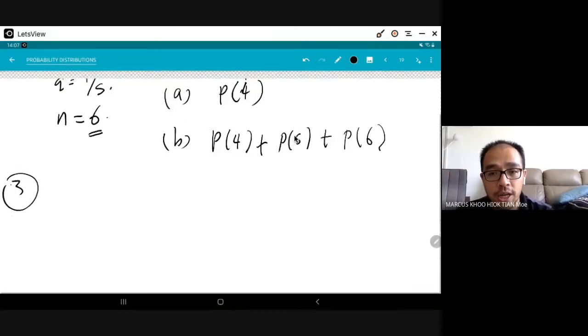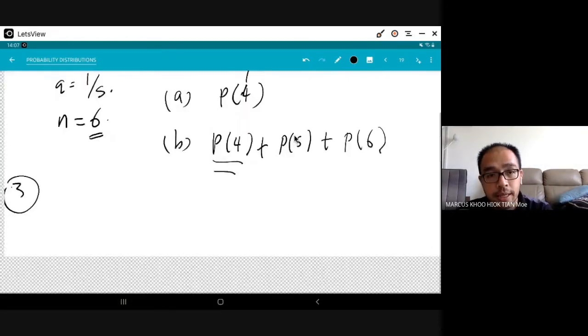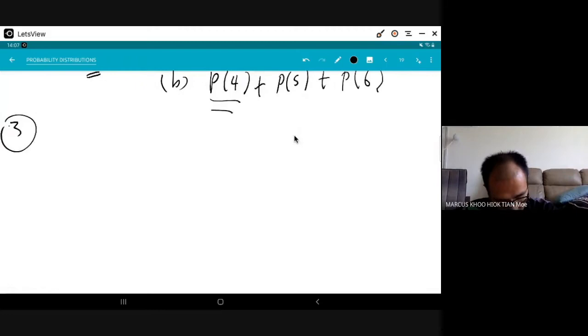Okay, number 3. So, sorry, this second question is just to teach you the word at least lah. Remember, at least maksudnya 4 itu termasuk. Okay? Alright, number 3 is where I think I will probably answer lah.